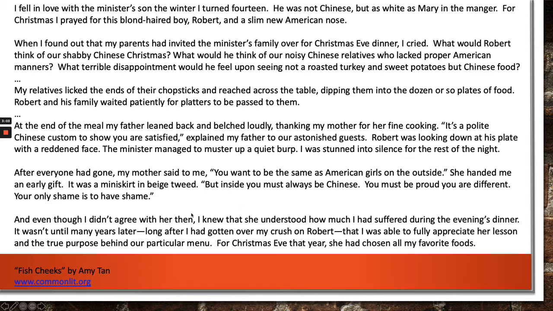And even though I didn't agree with her then, I knew that she understood how much I had suffered during the evening's dinner. It wasn't until many years later, long after I had gotten over my crush on Robert, that I was able to fully appreciate her lesson and the true purpose behind our particular menu.